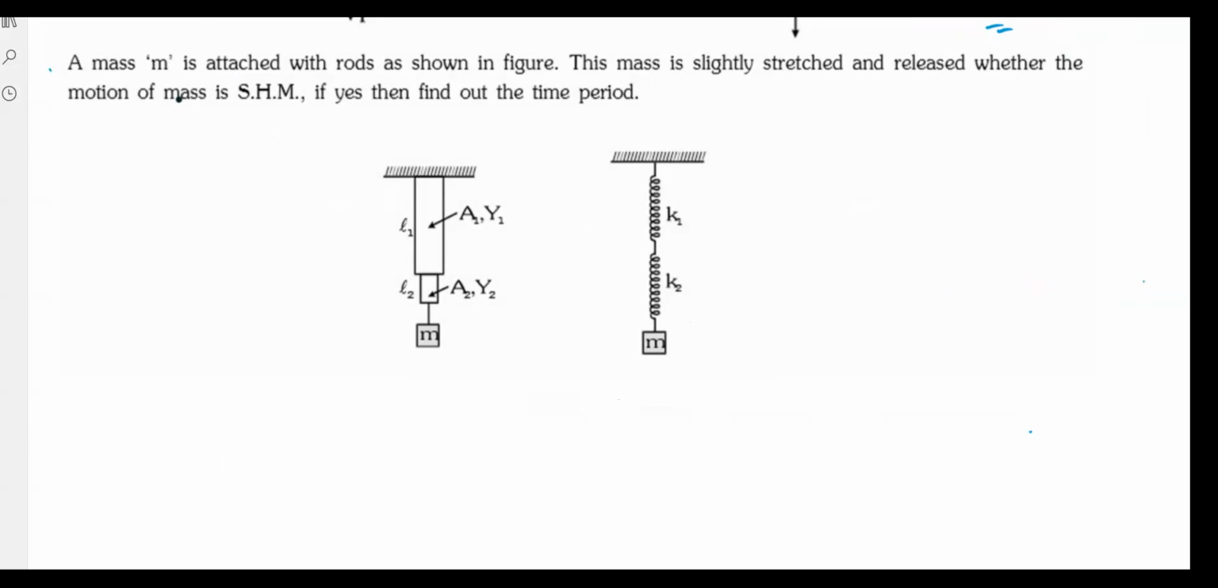Now, how many of you remember the time period formula in gravitation? याद है? 2 pi root L by G. How many of you remember this? हाँ चलो, मैंने क्या बोला था? Time period is just 2 pi root L by G. Yes or no? You have to remember this.